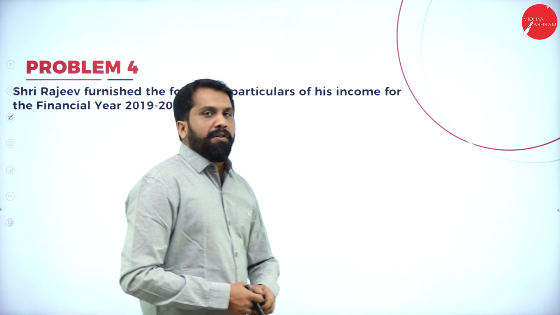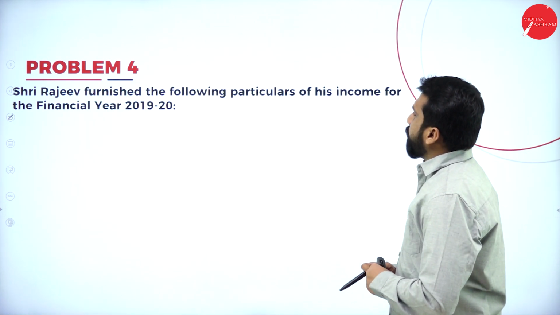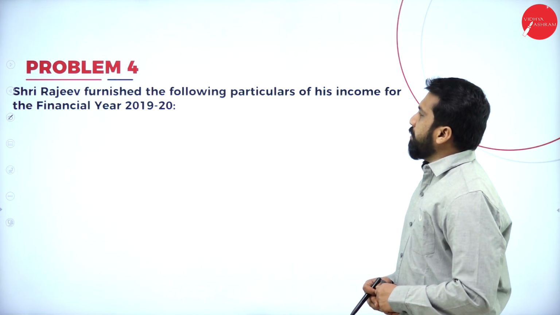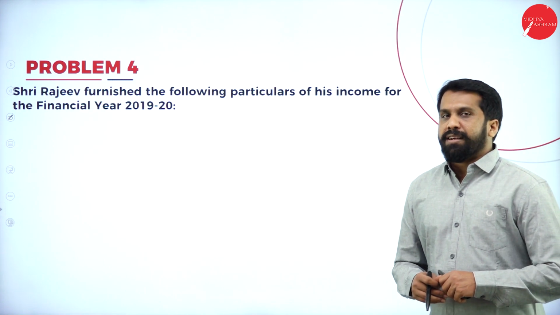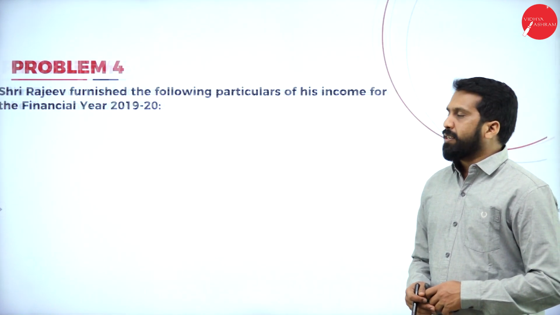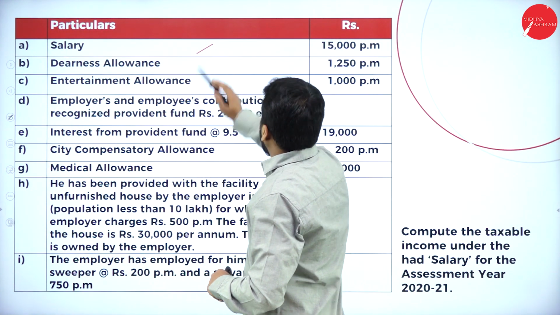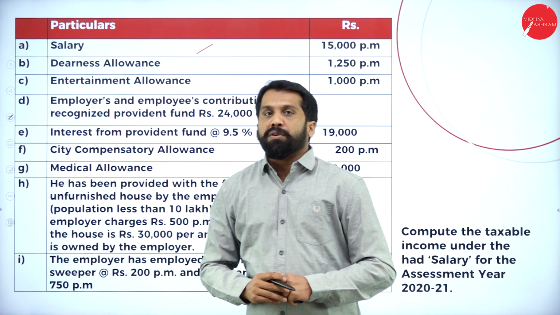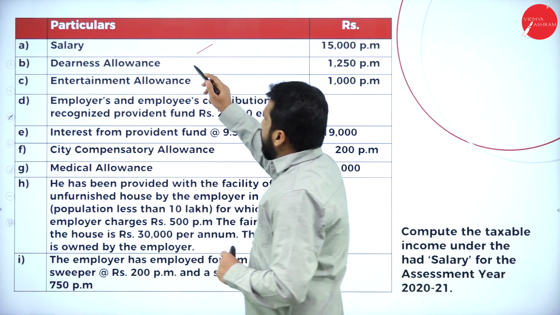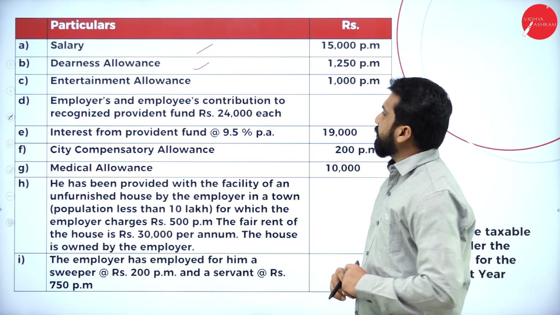So, we'll come to your problem number 2. Your problem number 2 is: Sri Rajiv furnished the following particulars of his income for the financial year 2019-20. So, where is the table? The table is in the next sheet. So this will be your table, your salary. It is easy. Per month means what should you do? Multiply with 12. Now, dearness allowance, simple, 1,250 into 12.